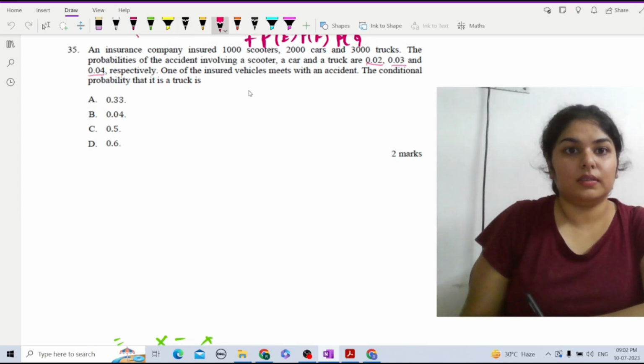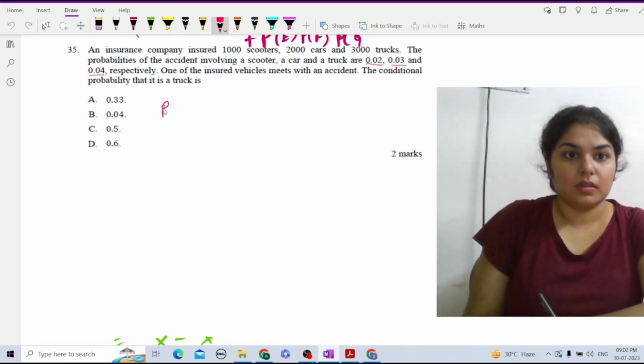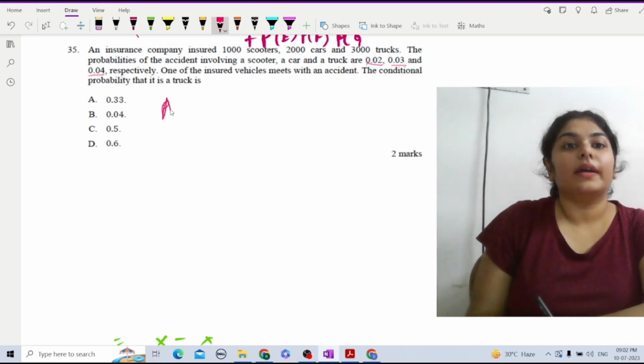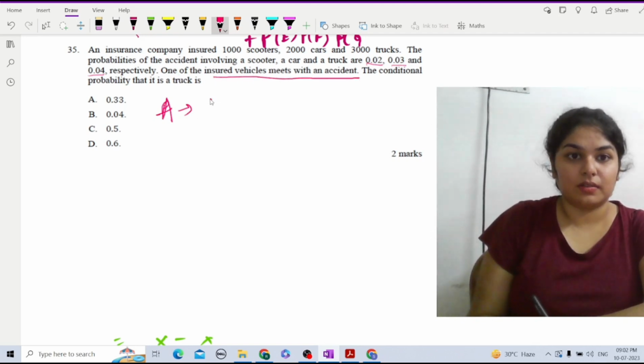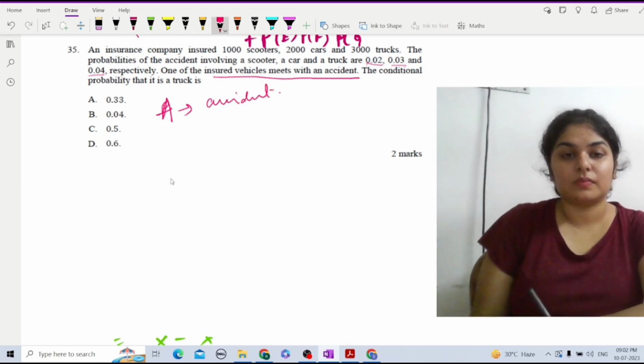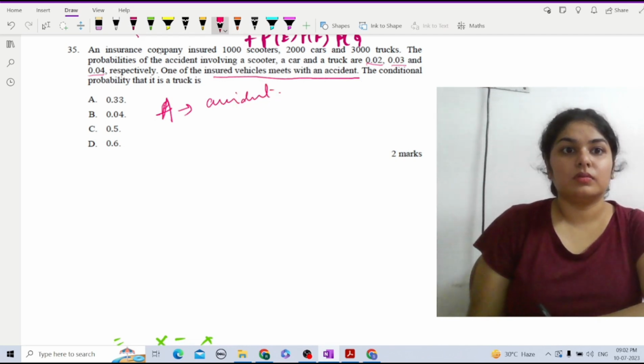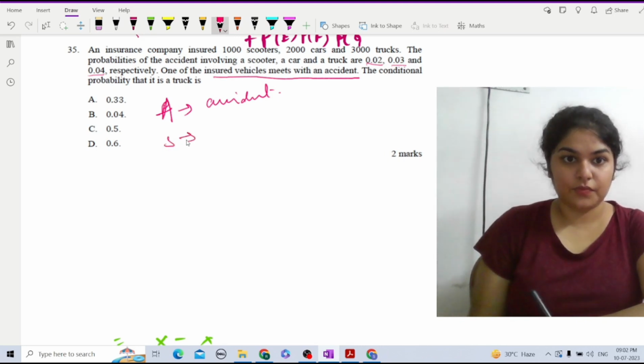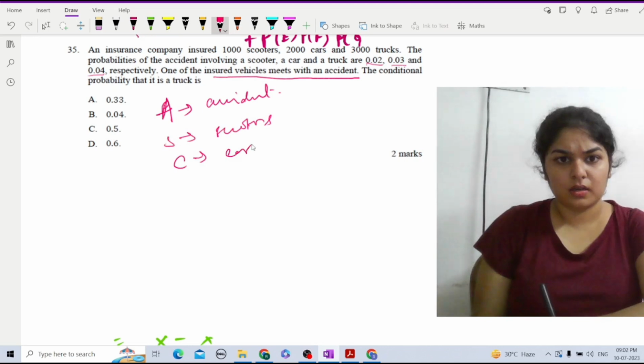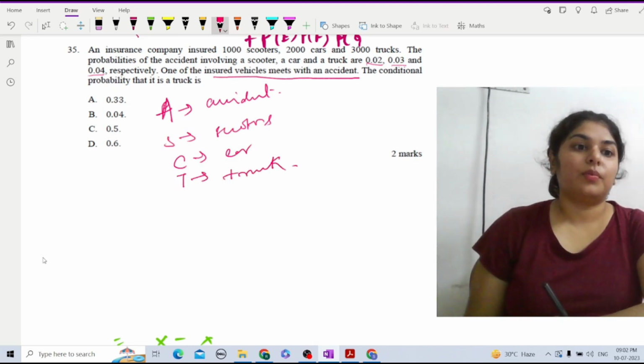So here, let us say A is the event that the insured vehicle meets with an accident. So A is accident, okay? Now, S for scooters, C for car, T for truck. Okay. Now, probability of accident is equal to what?